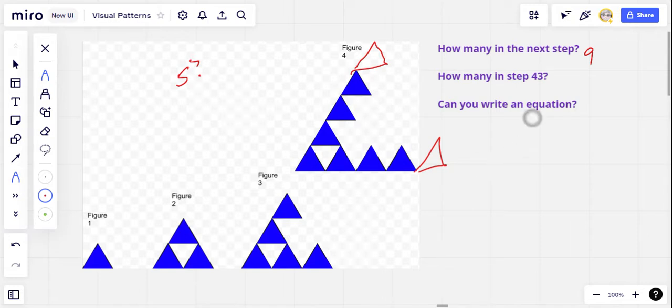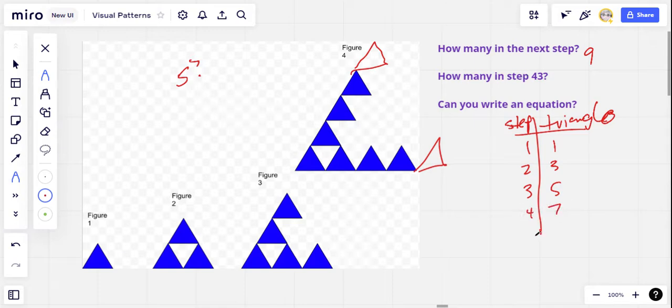But let's analyze the numbers and see what's really going on in this pattern. So I'm going to make a chart with the step number and the number of triangles in each step. So we've got, in step 1, we've got 1. In step 2, we've got 3. In step 3, we've got 5. In step 4, we've got 7. And in step 5, we've got 9. And then if we look at the difference between each step, 3 minus 1 is 2, 5 minus 3 is 2, 7 minus 5 is 2, 9 minus 7 is 2. So clearly, it looks like we're just going up by 2 triangles each step.